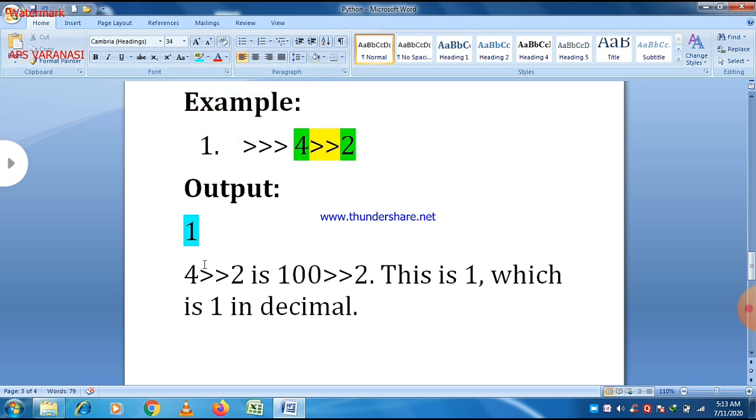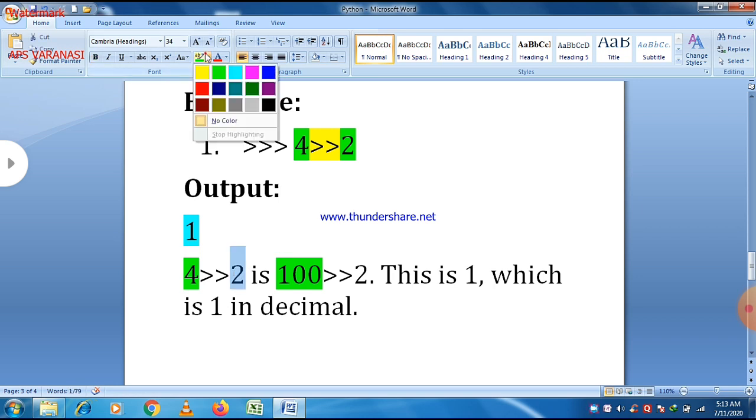Because first of all, 4 is to be converted into a binary number, and we already know that the binary equivalent of 4 is 100. So 100 is shifted 2 places in the right direction, and after right shifting 100 by 2 places, what we get is 1. So 1 is the answer when we right shift 100 in the right direction.